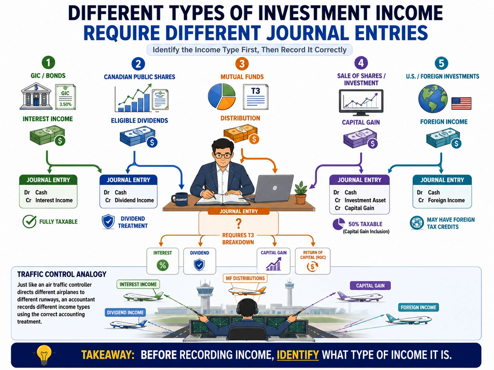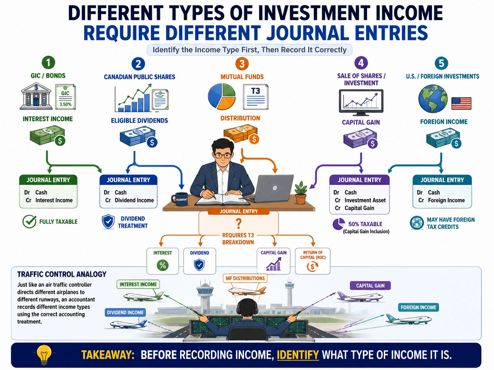A useful way to think about this process is the air traffic controller shown at the bottom of the slide. Just as an air traffic controller directs different aircraft to different runways, an accountant must direct different types of income to the correct accounting treatment. Every income type follows its own path.